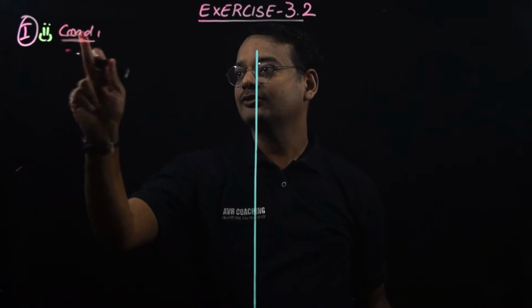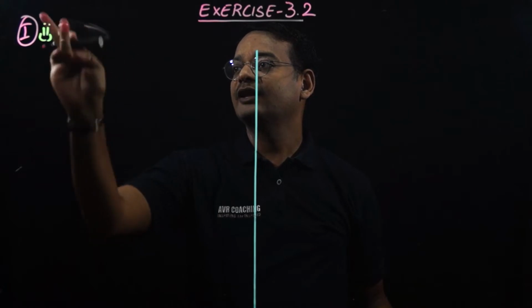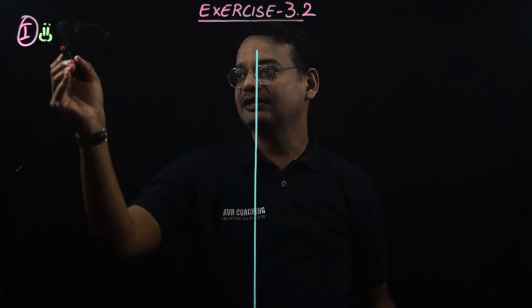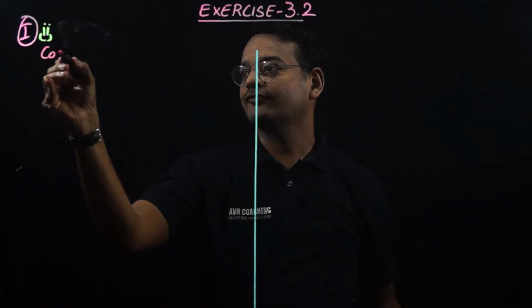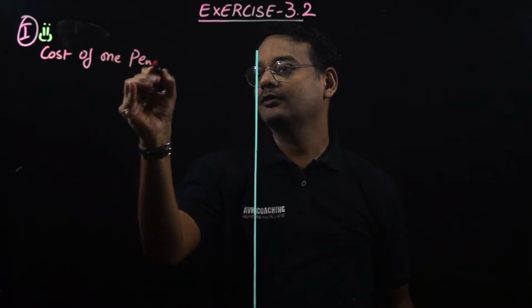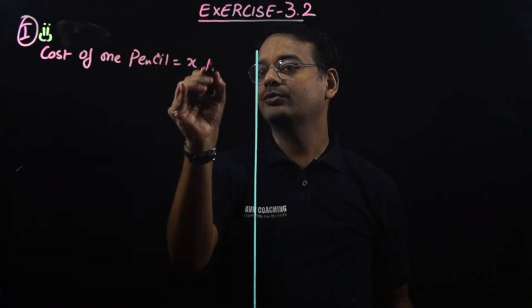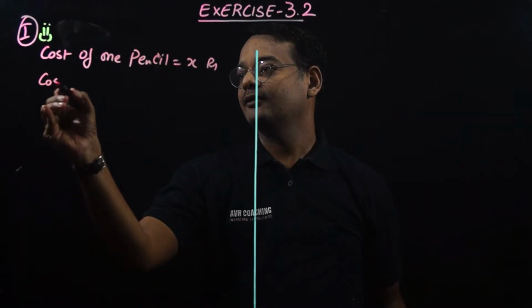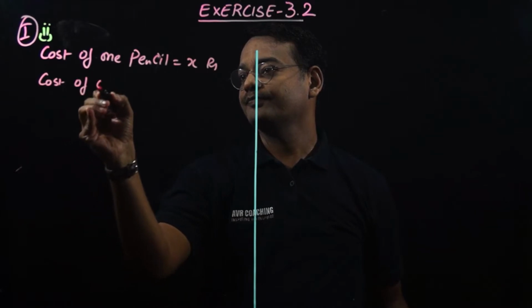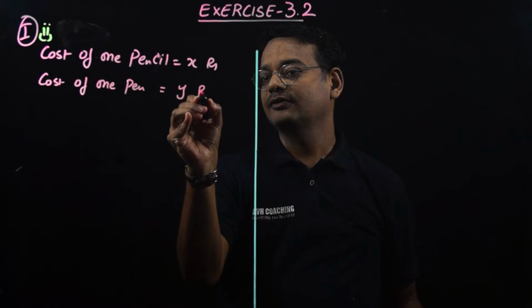Before writing the condition, we will assume the cost of each pencil and each pen. So let the cost of one pencil be x rupees, and the cost of one pen we will take as y rupees.